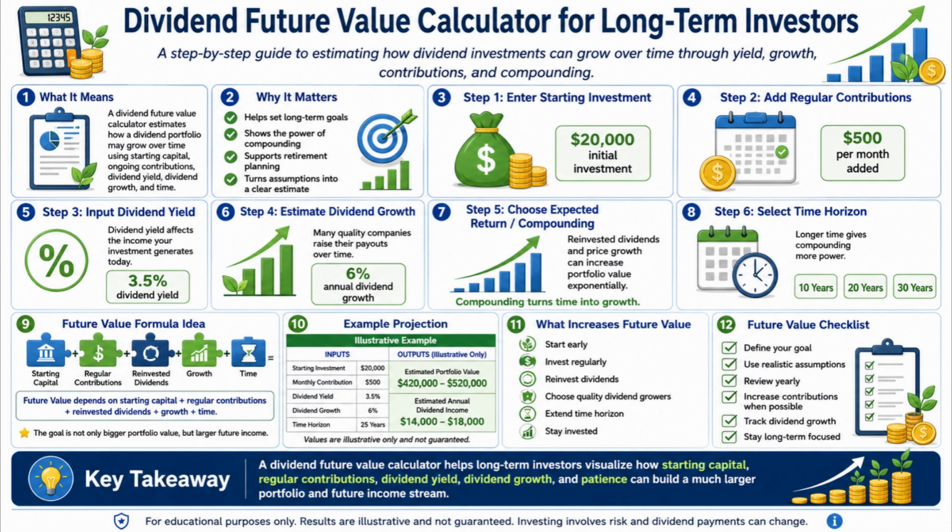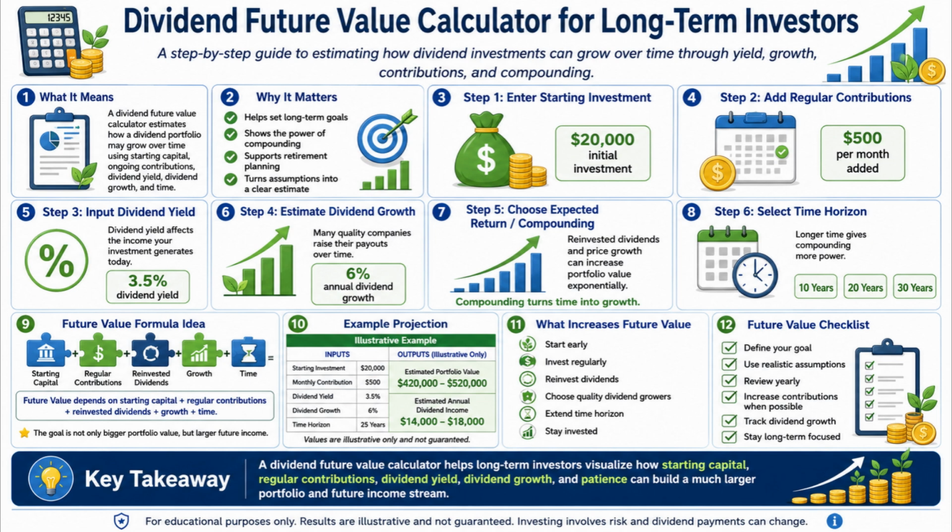Furthermore, the fifth step is to choose the expected return or compounding effect. Reinvested dividends and rising company payouts can increase portfolio value over time, and this is where compounding becomes powerful. Instead of taking dividends out and spending them, reinvesting them can help create a bigger portfolio and higher future income.